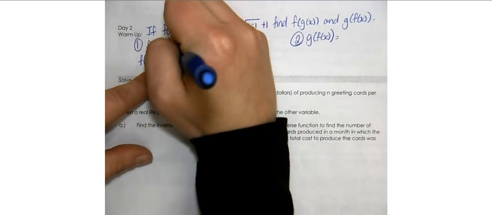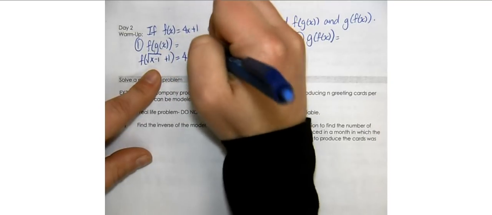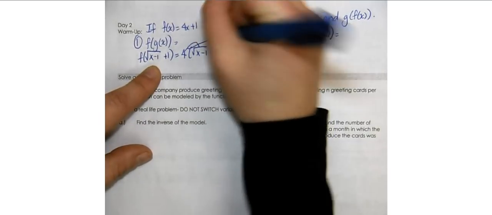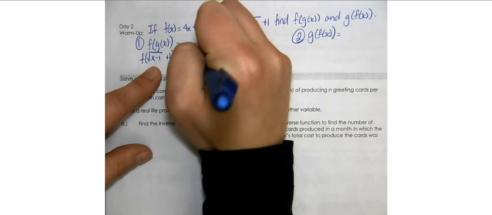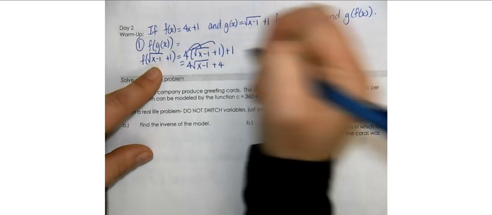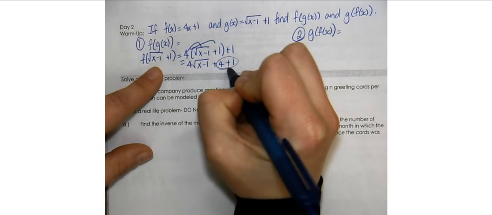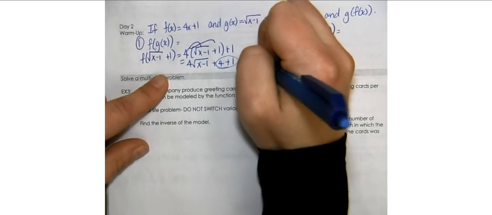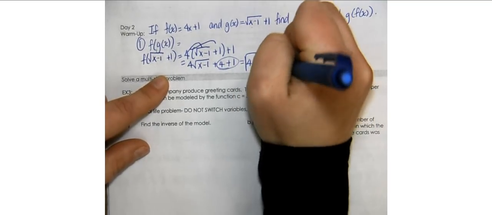So this is going to be 4 times the square root of x minus 1 plus a 1 on the outside. Now I'm going to distribute that 4 to each term. And I have 4 times the square root of x minus 1 plus 4 plus 1. I'm going to combine my like terms, which is 4 plus 1, and that's 5. So my answer is 4 times the square root of x minus 1 plus 5. And that is it. That's all you need to write.